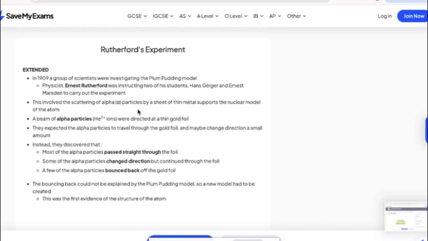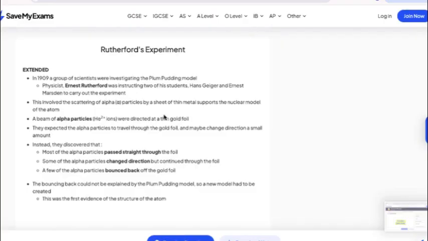Rutherford was a great professor at the University of Manchester, and he had two students doing master's degrees on nuclear physics. In the experiment we're going to describe, in 1909, a group of scientists were investigating the plum pudding model. The plum pudding model had earlier been established, but they were investigating it to verify its authenticity. Is that okay?